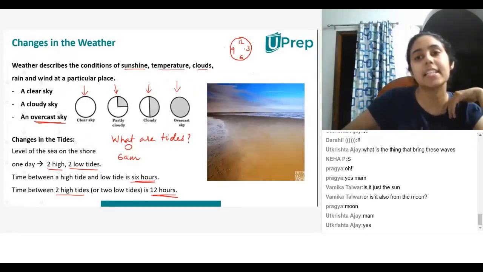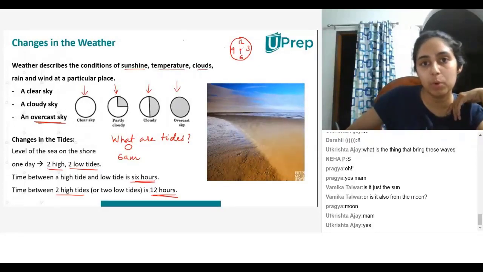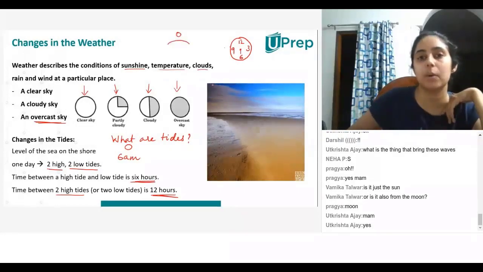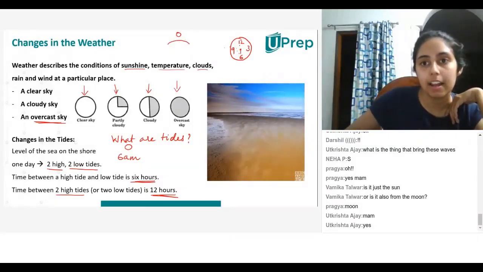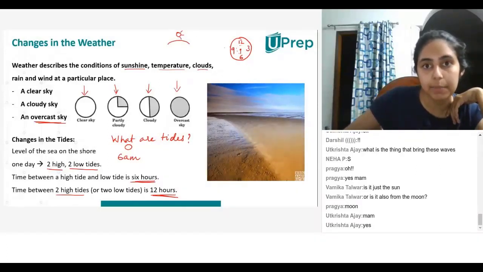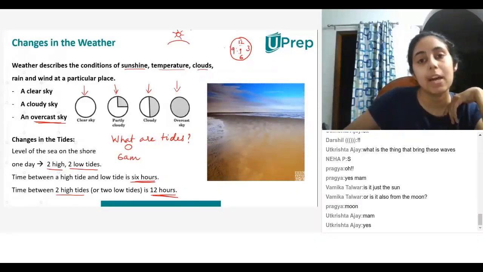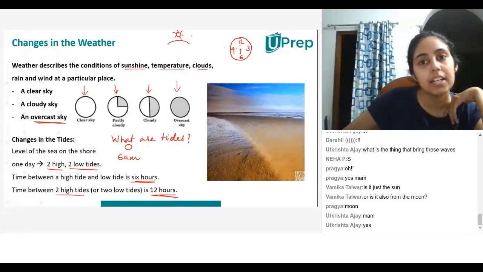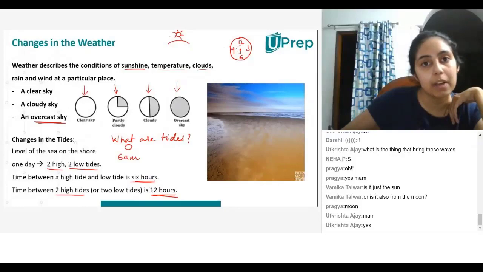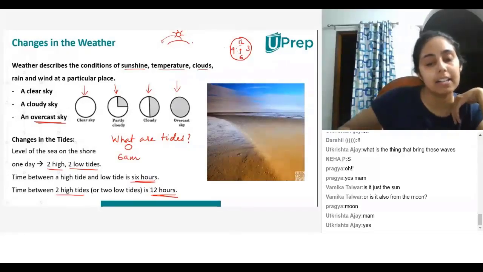So at 6 a.m., 6 in the morning, the moon is right above the Earth's surface. After 6 hours, the sun comes here. Now after 6 hours, what happens? The sun comes back over here. Is that clear to you?